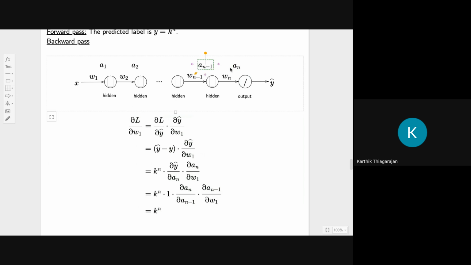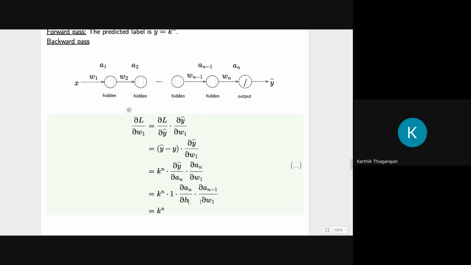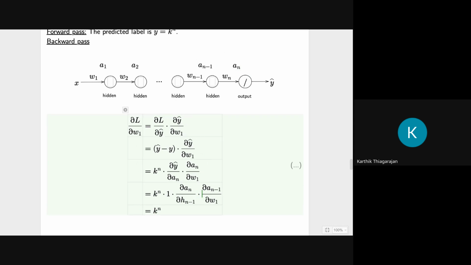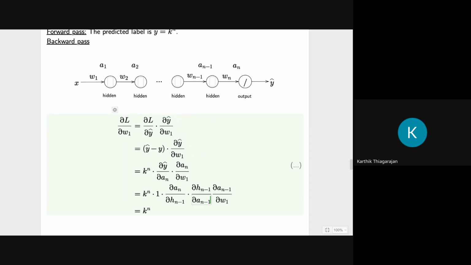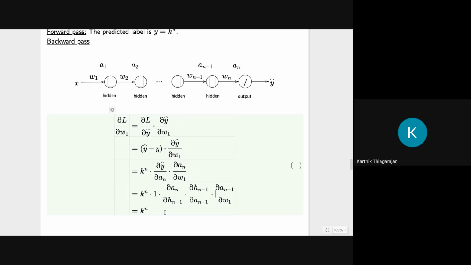There is actually one more step in between. Between an minus 1 and an, there is hn minus 1, right? So what is dou an by dou hn? In fact, let me break this down into hn. I hope I've not lost you. This is simple only, right? So what is dou an by dou hn minus 1? What is this quantity?